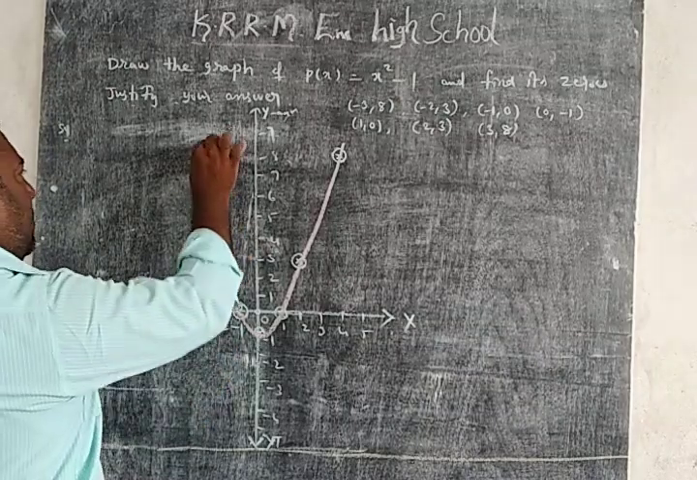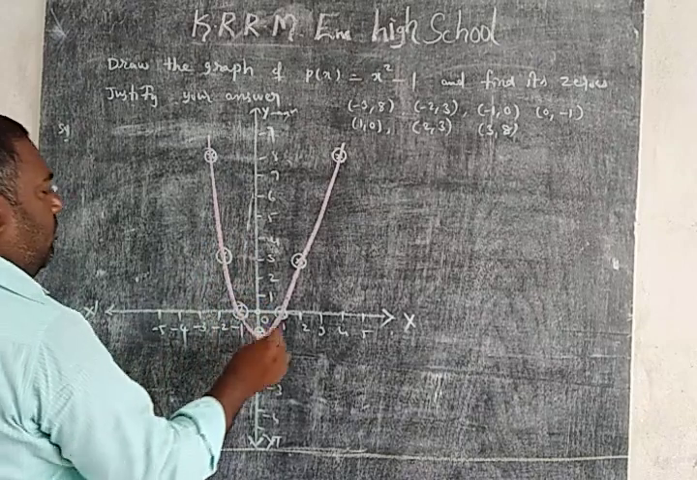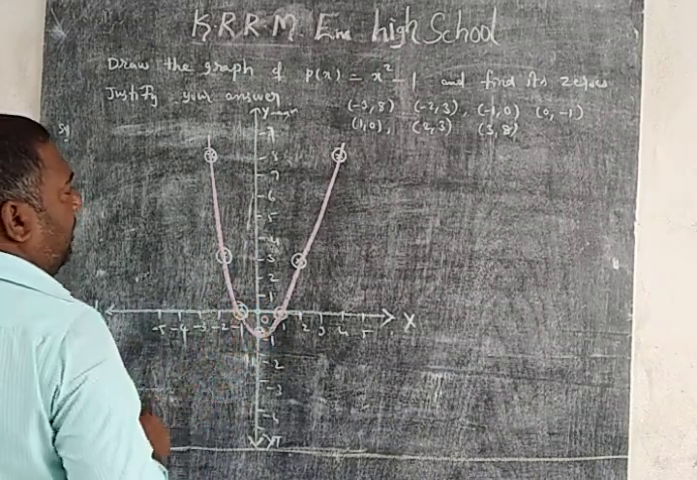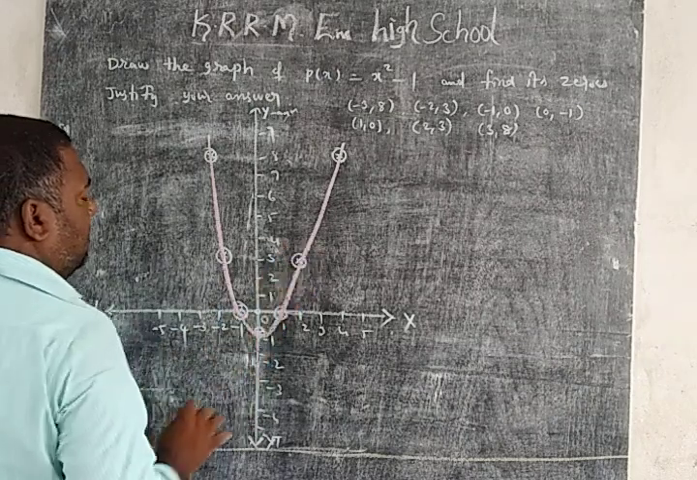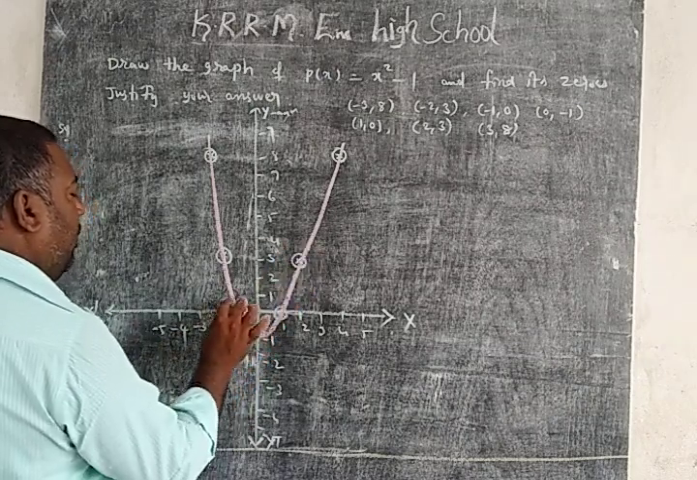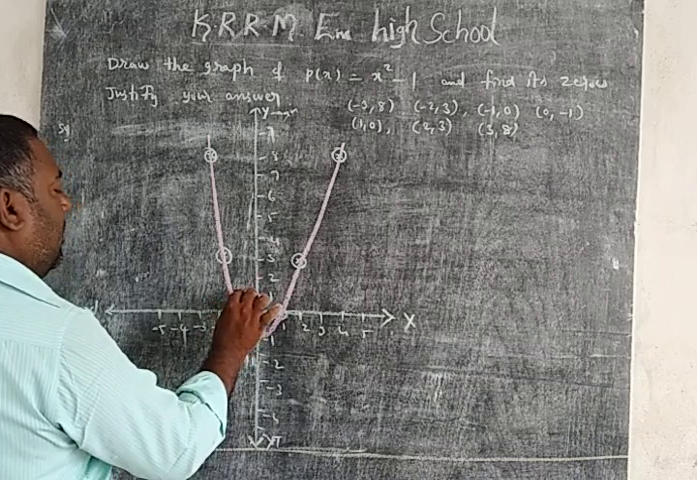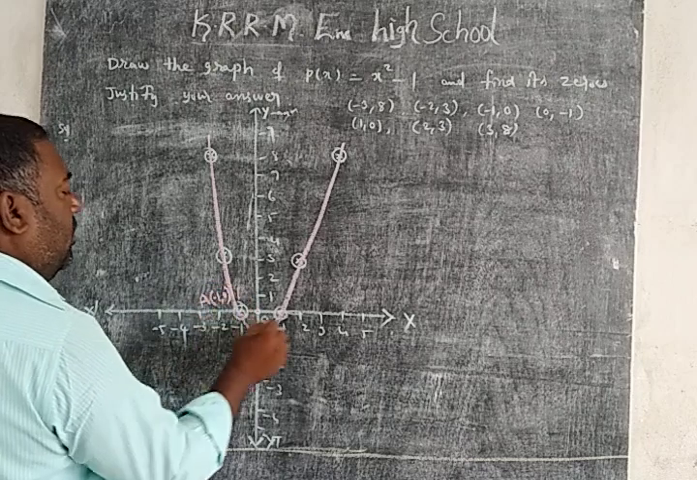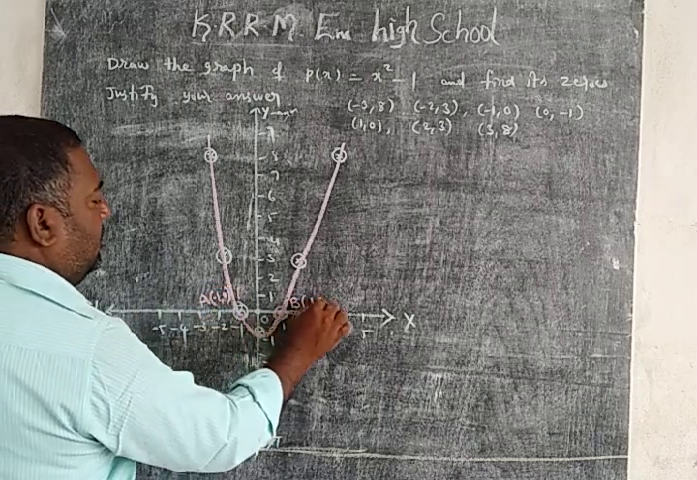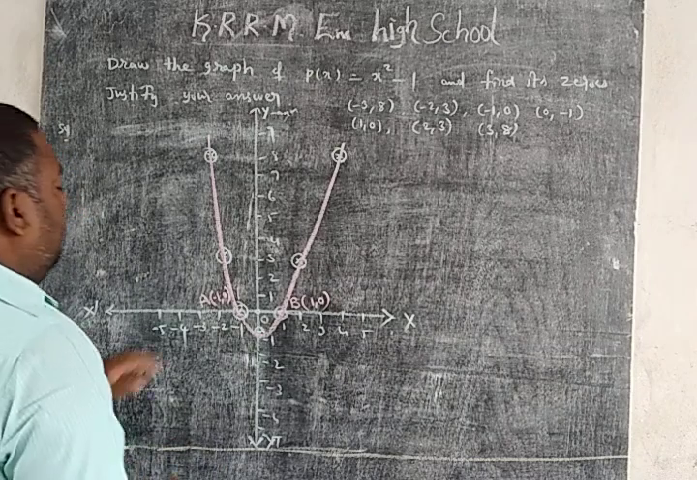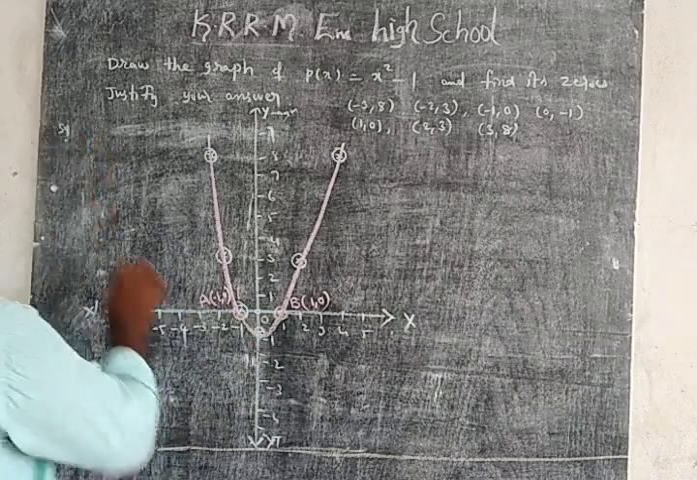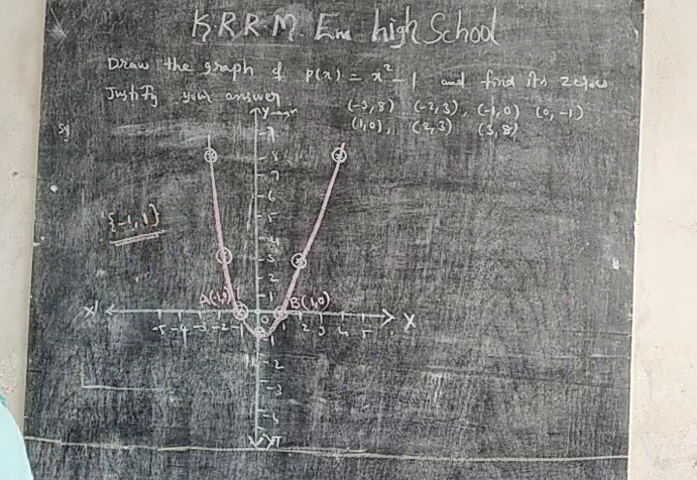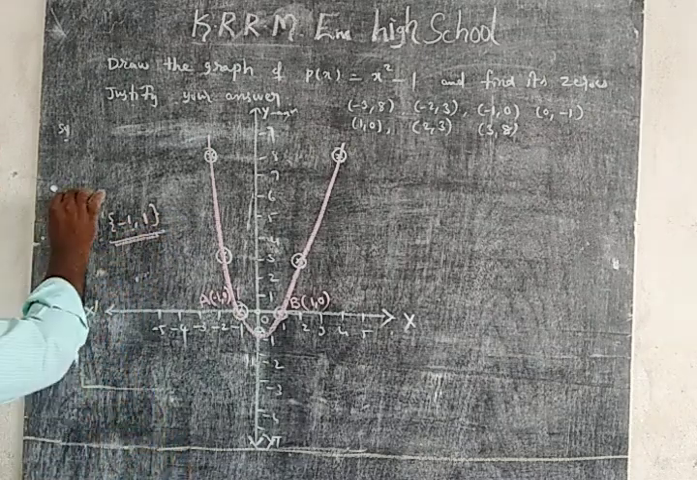Now join the points on the graph sheet paper, so the curve is obtained. This curve intersects the x-axis at two different points. What are the points? A is minus 1 comma 0, B is 1 comma 0. So the x coordinates of these points, minus 1 and 1, are the zeros of the polynomial.